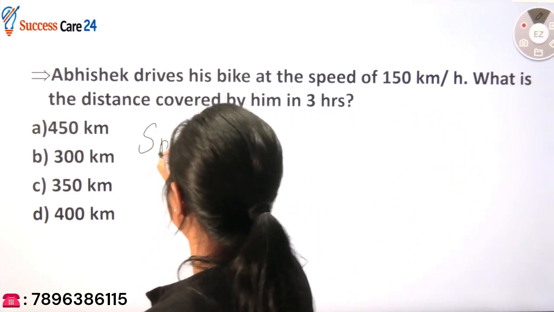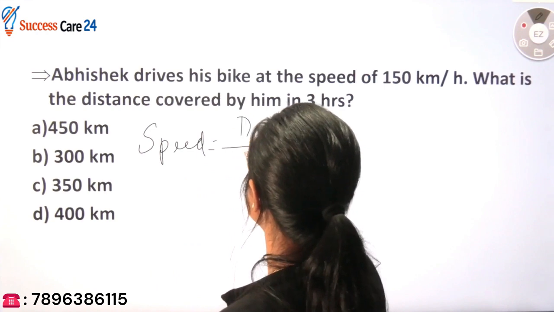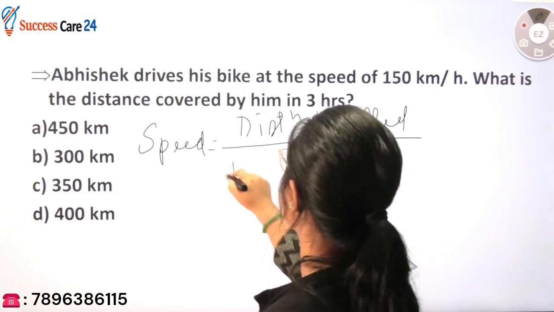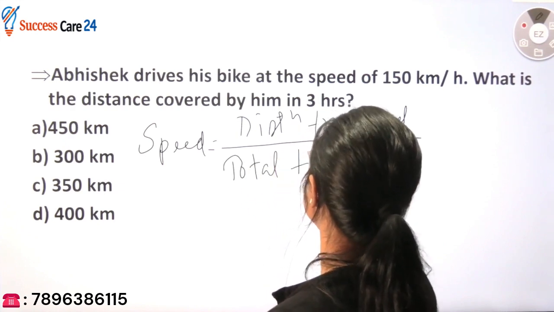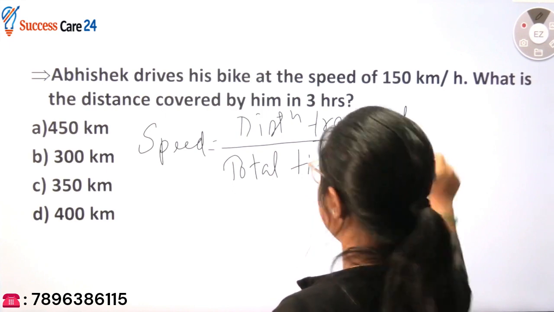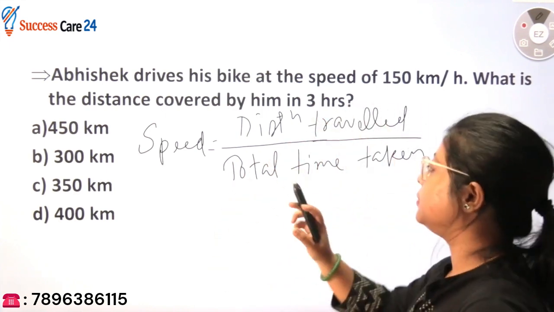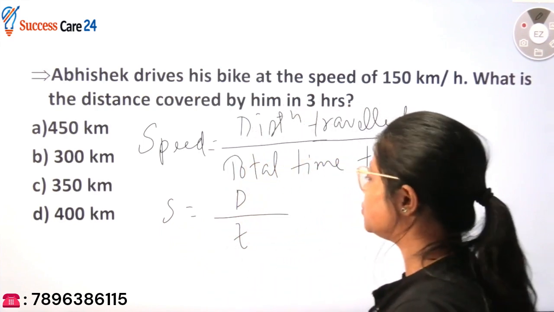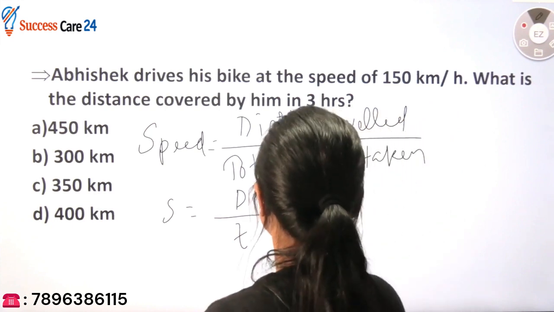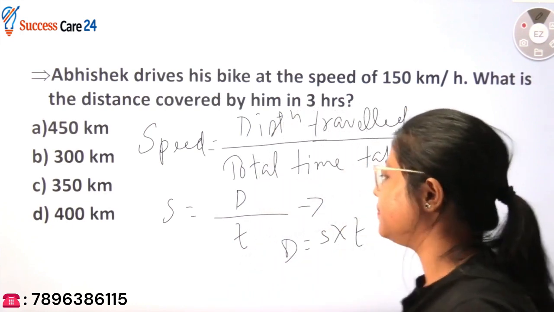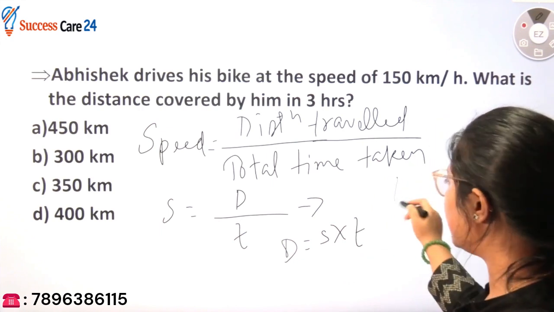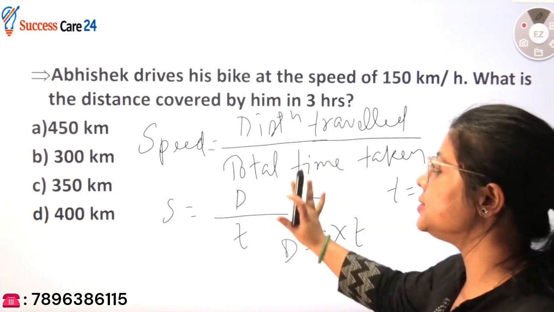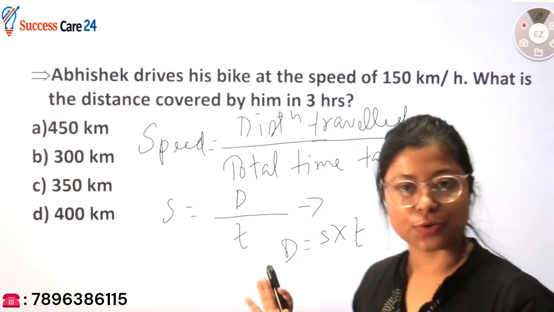We know that speed is calculated as how much distance traveled divided by total time taken to cover that distance, isn't it? So speed is distance traveled by total time taken, D by T. From here we can also write distance is equal to speed into time. Also, time is equal to distance by speed. These are the basic formulas that we are going to use to solve the questions from this topic.